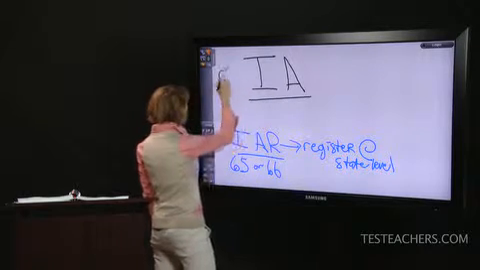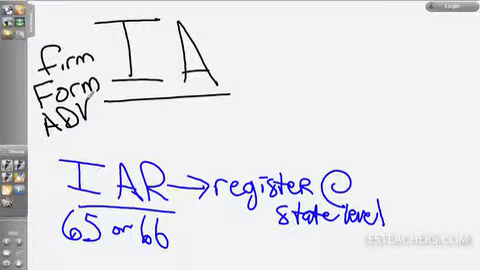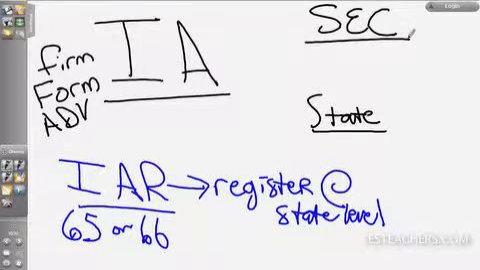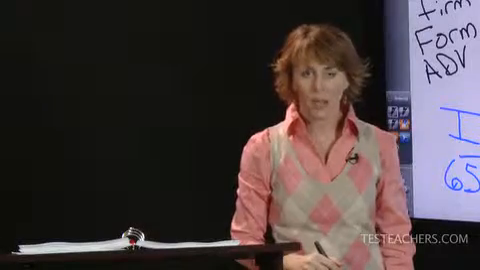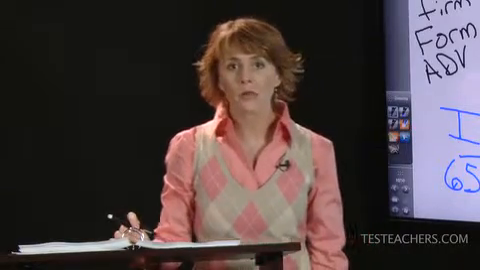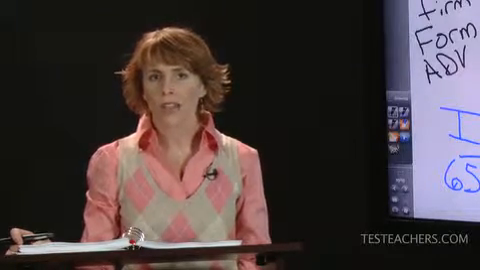So to register the firm, the firm files what's called Form ADV. It stands for advisor. The firm is going to have to either register federally with the SEC or at the state level. If the firm manages a mutual fund, then the firm must register federally. We call this a federally covered advisor.